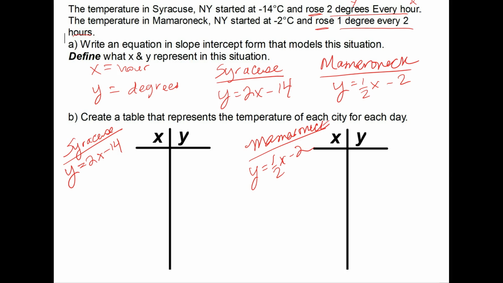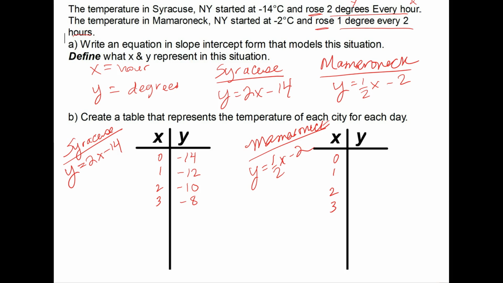So let's look here. Input 0, 1, 2, 3 to start us off. So I put in 0, I get negative 14. I put in 1, I get 2 times 1 is 2, minus 14 is negative 12. I put in 2, that's 4, minus 14 is negative 10. Now, what am I doing every time? I'm adding 2. So let's go ahead and take the shortcut, y'all. We're adding 2 each time. We start here, and then we add 2 each time. So I add 2 to negative 10, and that's negative 8.